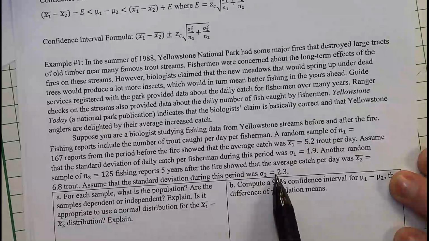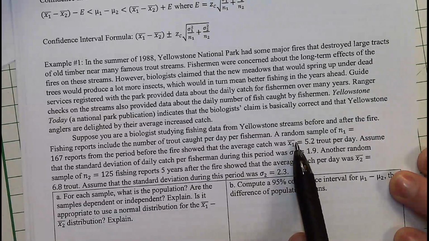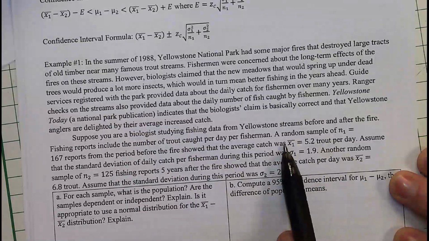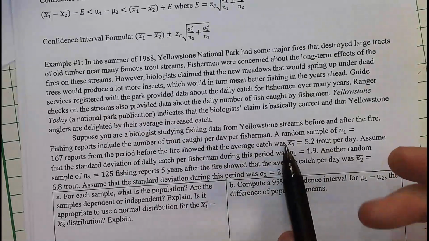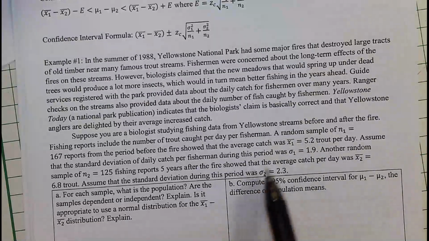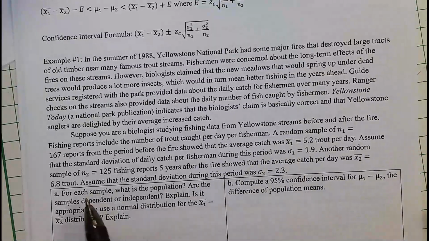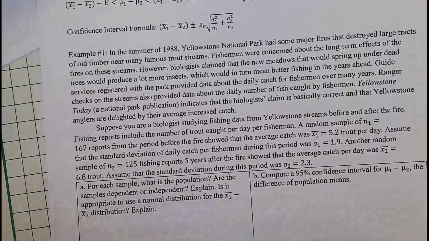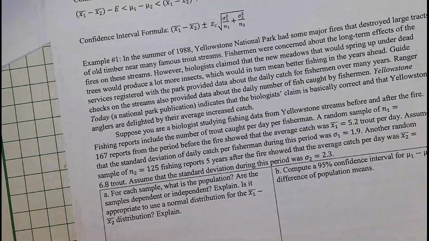So here's the thing. We have two separate samples, before the fire and after the fire. It's means, so two sample means, and the population standard deviations are known. So for each sample, what is the population? The population is, I guess you could say, the number of trout caught per day at Yellowstone. Yes, at Yellowstone.